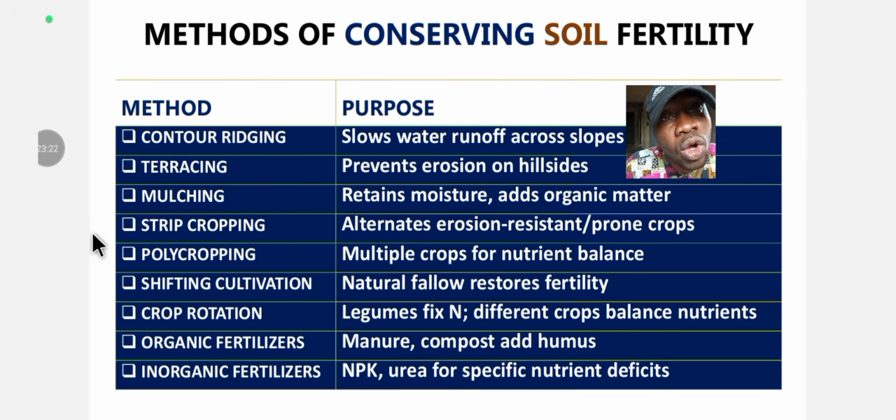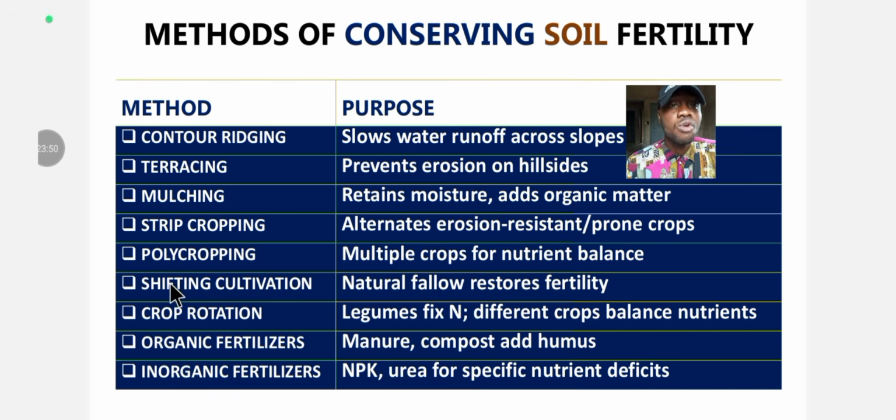Next is strip cropping. Strip cropping is alternating erosion-resistant and erosion-prone crops. You plant crops that resist erosion, especially wind erosion. Crops will get better roots when they resist erosion, especially wind erosion, even gully erosion too. That's strip cropping.